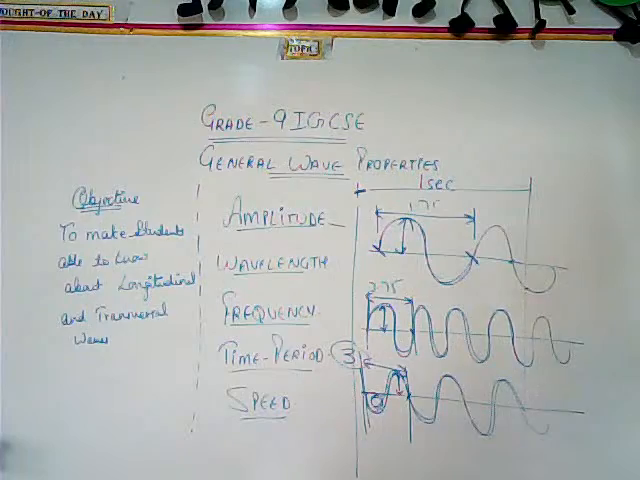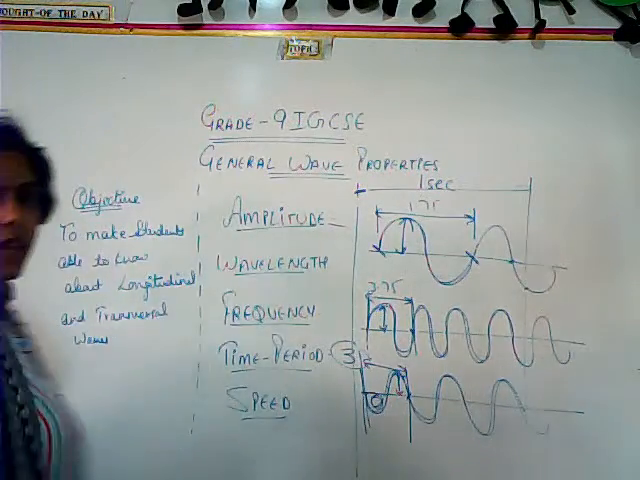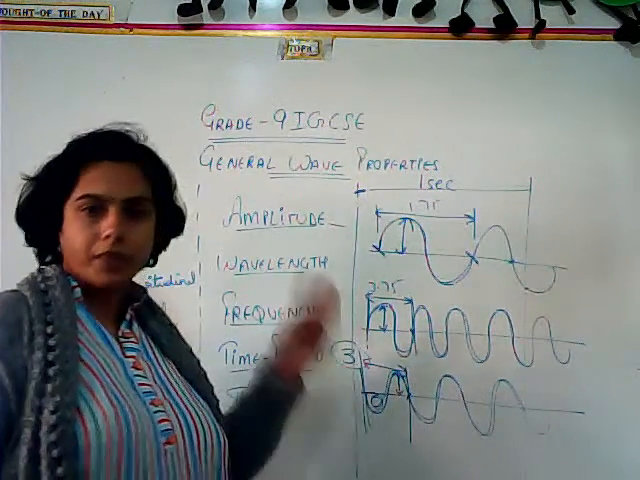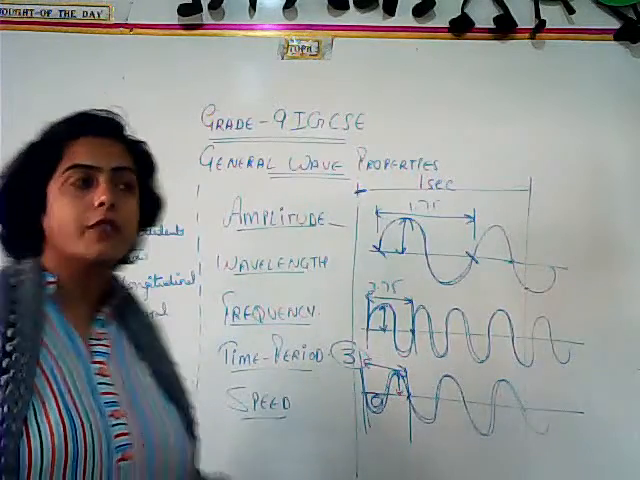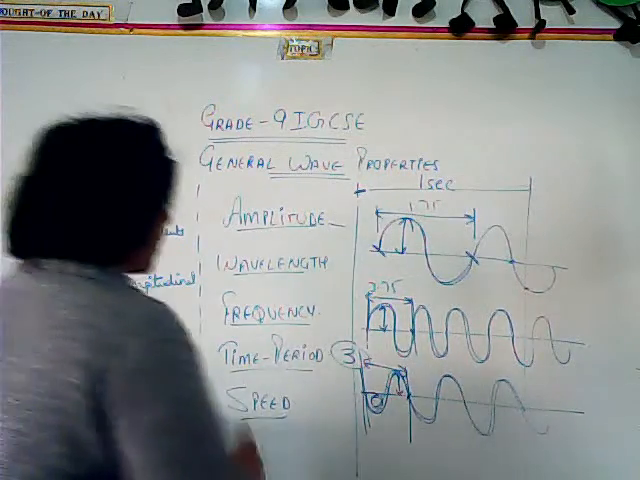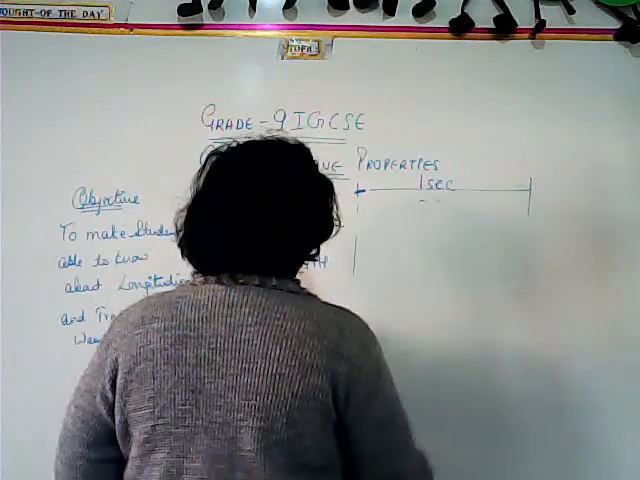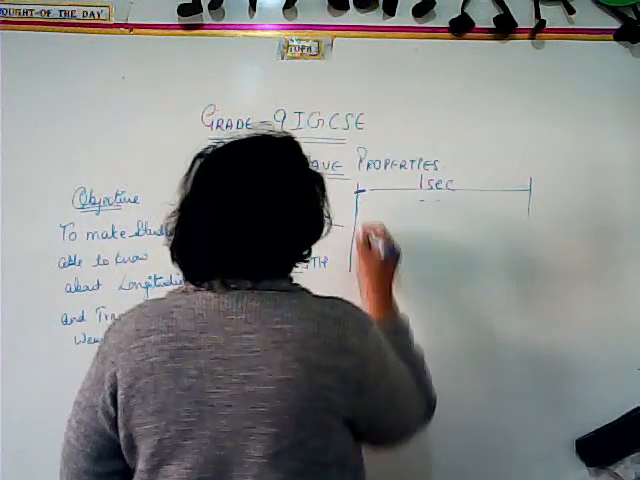Done? Let's move on with the next, that is time period. Now what is time period? Let's talk about this third wave. How many waves pass in one second? 3 waves pass. So this is the frequency. Frequency means in 1 second how many waves pass. Fine. So let's talk about this third portion. Let's have the wave over here.